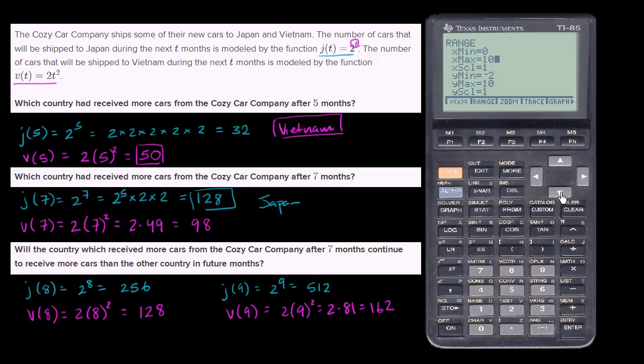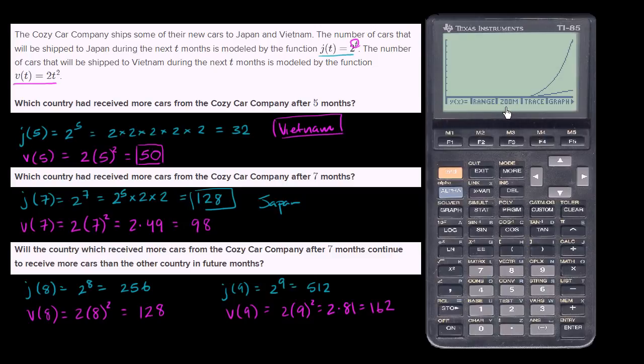The x scale could be 1. Now y's minimum, we'll start at 0, and then y max, well, let's go to 1,000, and let's make the y scale 100. And now I think we're ready to graph. So let's graph this. Let's see what happens. So it's munching on things. So that right over there, that's the exponential. And then there you see right over there, you have the quadratic.